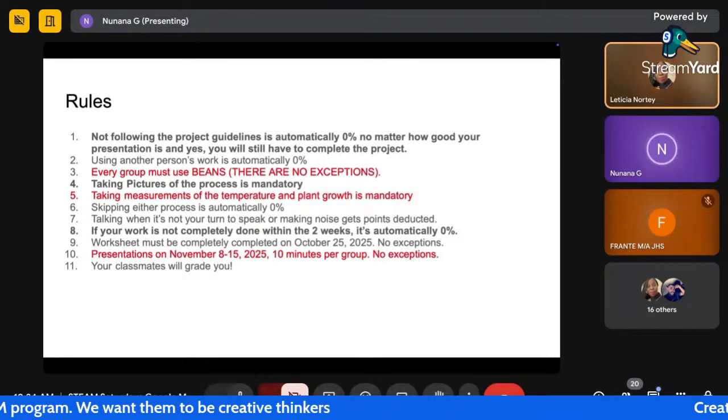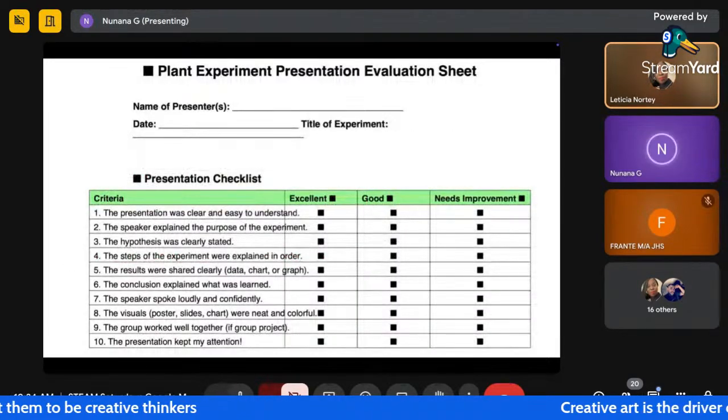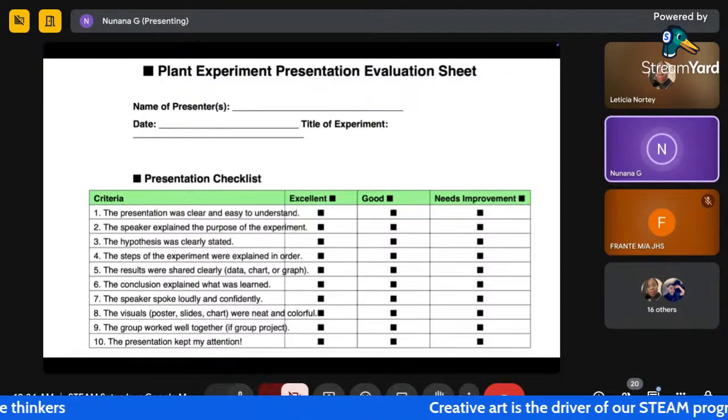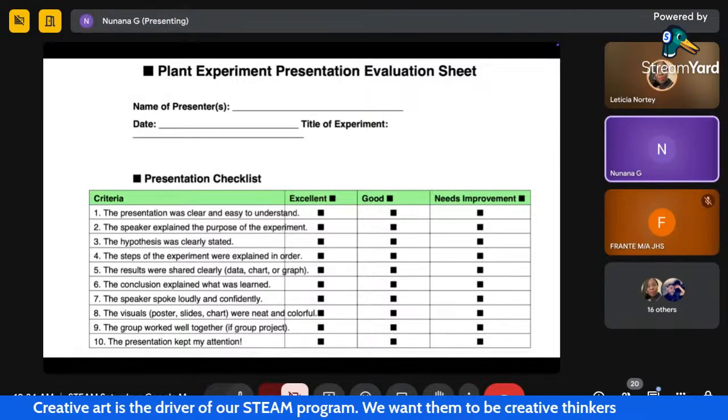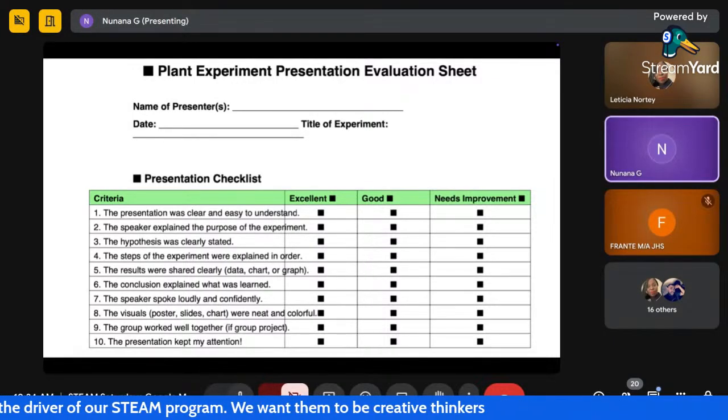Okay, moving forward. All right, so this is the grading sheet. This is called the evaluation sheet. This is what the teachers will be following to grade you. This is what your classmates will be following to grade you.